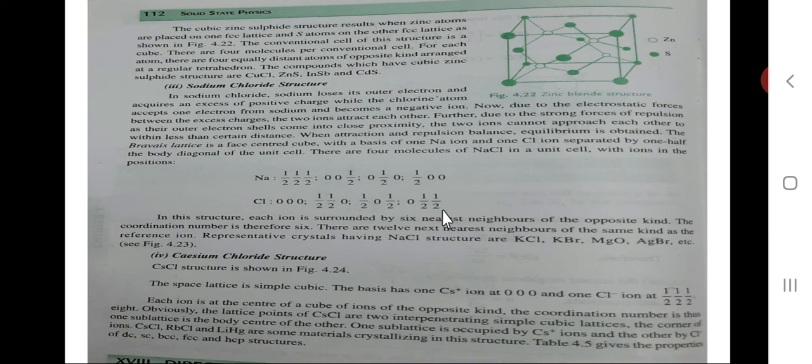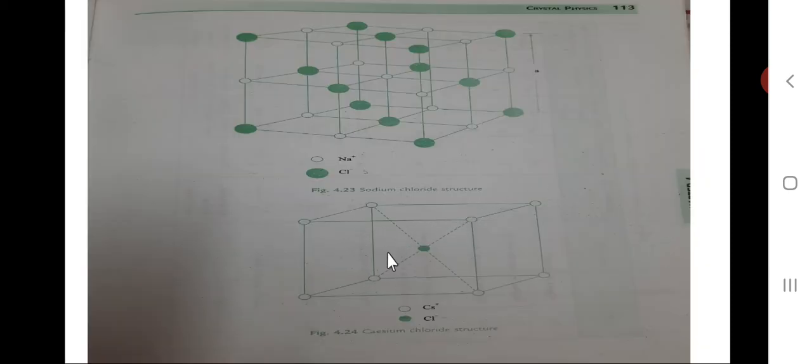Now next one is cesium chloride. The cesium chloride structure is shown like this. This is a cubic structure. Cesium is at the corners and chloride is at the center point.